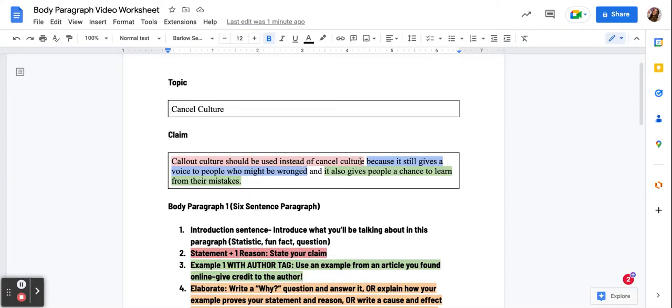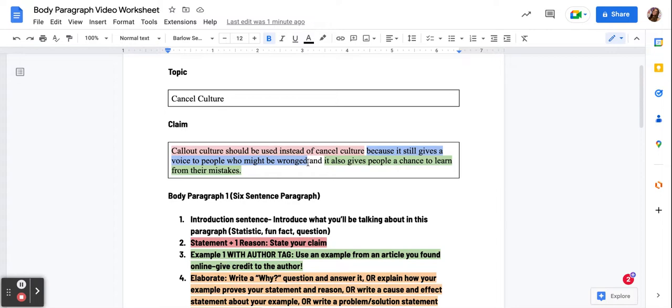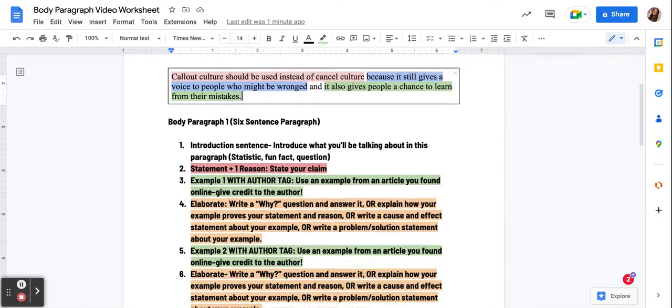This is my claim. I've highlighted my statement in pink, my first reason in blue, and my second reason in green. Notice that it is all one sentence. Now, when I'm writing my body paragraph, my first body paragraph will be based off of the pink and blue. My second body paragraph will be based off of the pink and green. That's why it's very important that your two reasons are different, because you are going to be basing your body paragraph off of each one of the reasons. So my first body paragraph is going to be about the blue reason. My second body paragraph is going to be about the green reason.